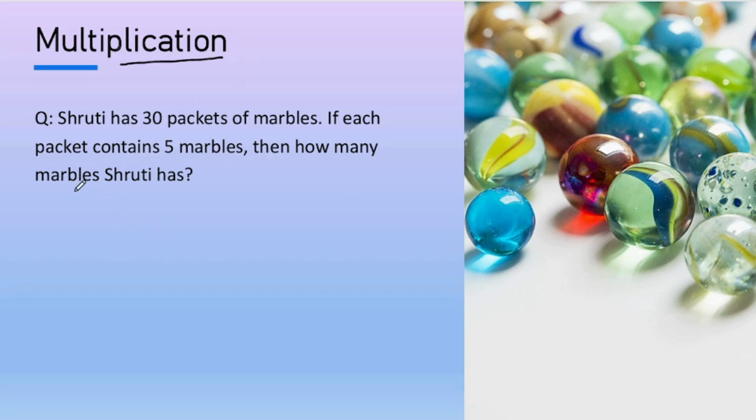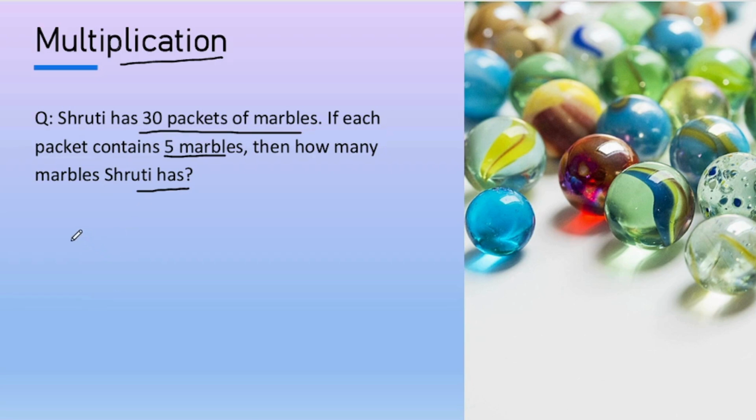मल्टीप्लिकेशन को मैं आपको एक क्वेश्चन, एक एग्जांपल के हेल्प से एक्सप्लेन करता हूँ. Shruti has 30 packets of marbles. If each packet contains 5 marbles, then how many marbles does Shruti have? Right? So, actually multiplication क्या है? Multiplication is bringing, grouping the numbers together.